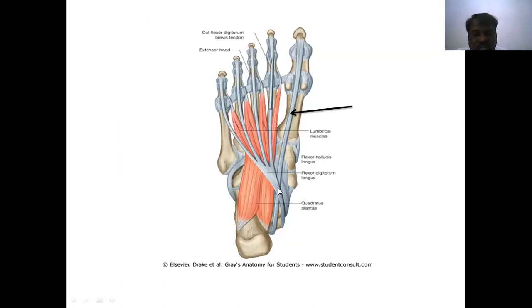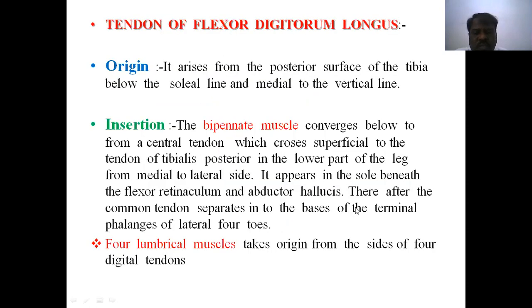Another tendon is here, that is the flexor digitorum longus. The second tendon is the flexor digitorum longus tendon. It also takes origin from the leg region. It is also a deeper muscle. It takes origin from the tibia, and then it crosses the flexor retinaculum. Then it enters the sole region, that is, the plantar region.